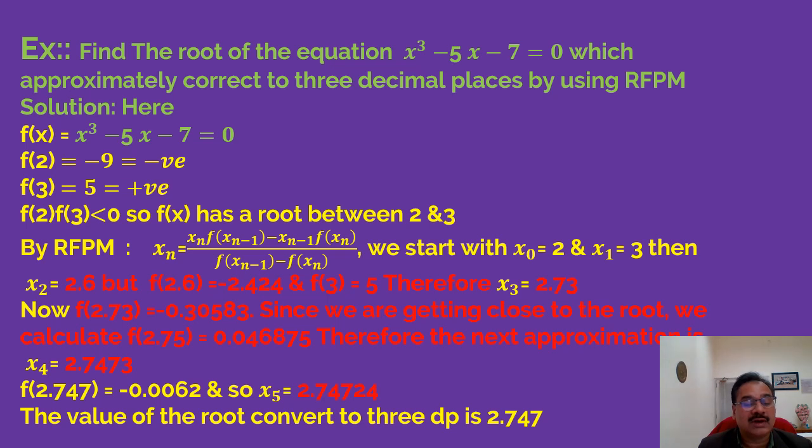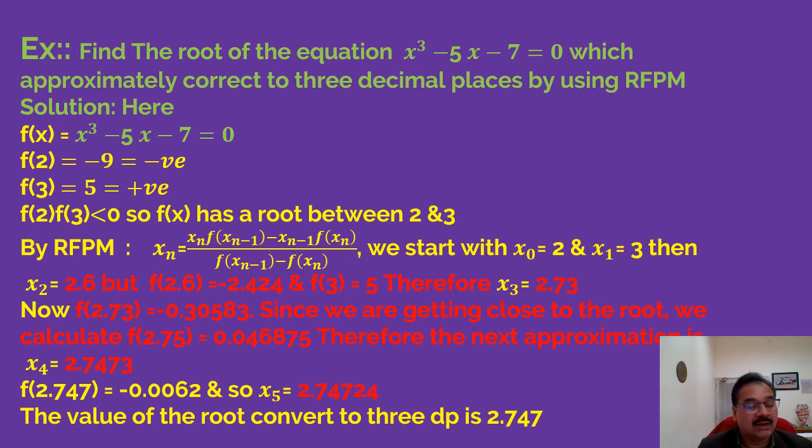So we calculate f of 2.75. Now if we take this value here, then you look, the value of f of 2.75 is positive, and the value is very small, that is 0.046875. Therefore, the next approximation is x4 equal to 2.7473.